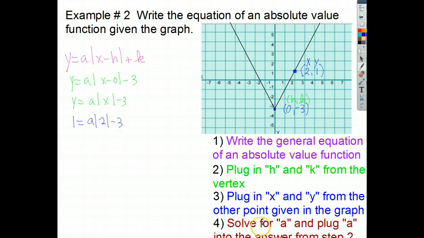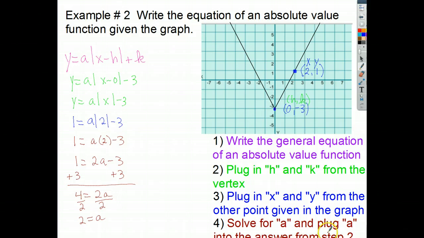And step 4 is now solve for a. So really, there's only one variable in this thing, so we can do this. Okay, so 1 is equal to a, evaluate the absolute value of 2. What is it? 2. And then what's 2 times a but 2a minus 3? We're solving for a. We want to get a by itself. We get rid of the negative 3 by adding 3 to both sides. 4 is equal to 2a. And then we divide both sides by 2 to get a by itself, and now we've solved for a. A is equal to 2.